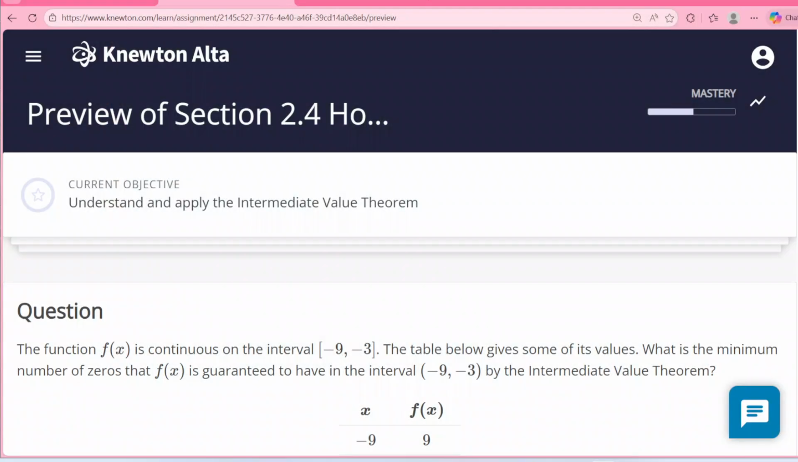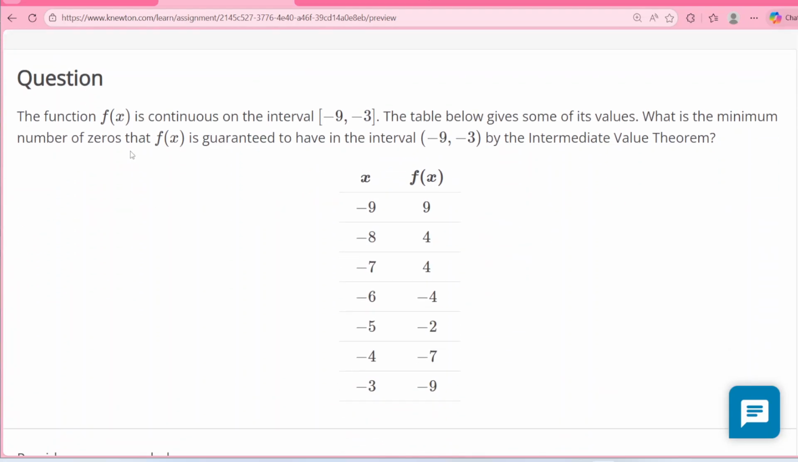So let's see how they're asking us to use it. So back on the question. Understand and apply the intermediate value theorem. So we're told the function f of x is continuous from x equals -9 to x equals -3, on the closed interval from -9 to -3. So the table below gives some of its values.